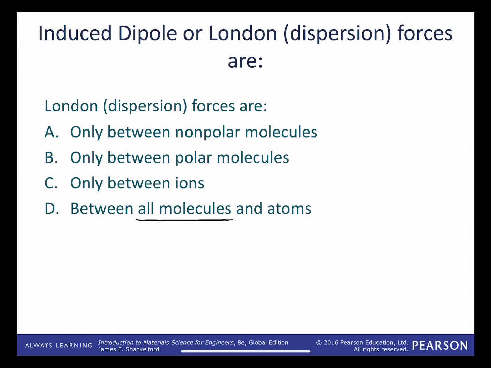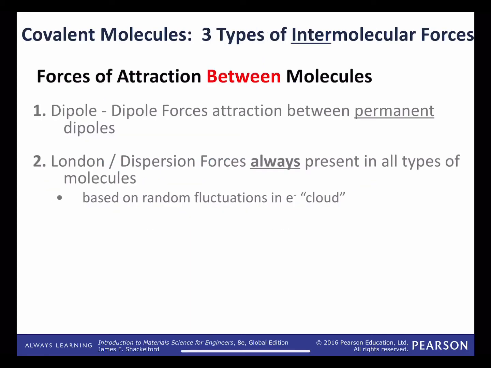Okay, we said it a few times, but yeah, they're found on all molecules and atoms, and of course, depending on the size of the electron cloud and how tightly held it is, establishes how strong the London dispersion force can be, but we can expect them on all molecules and atoms, so the answer D is correct.